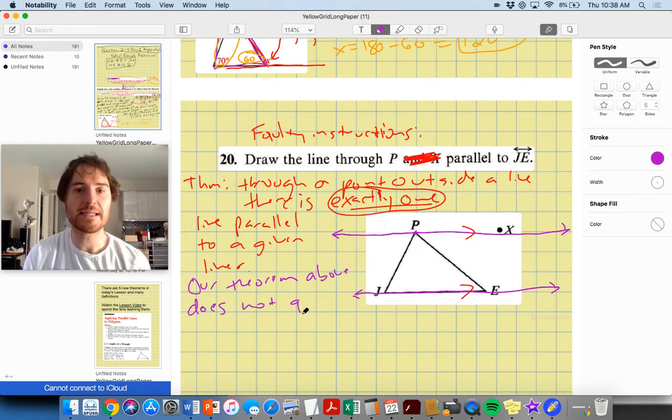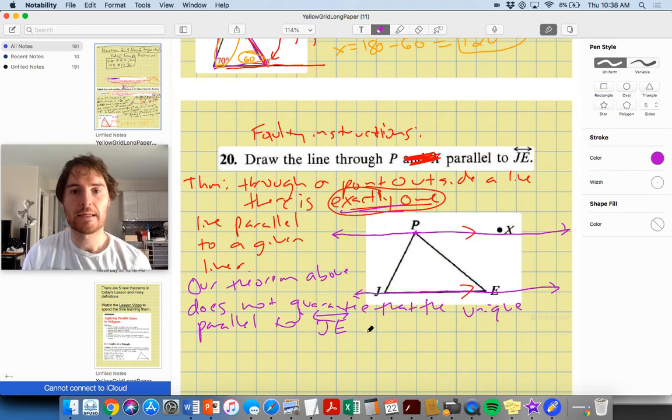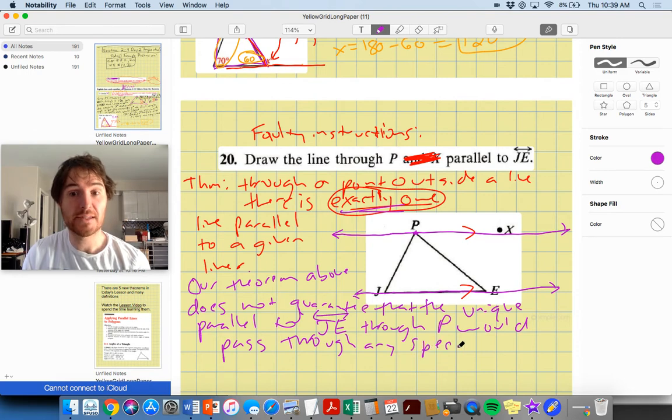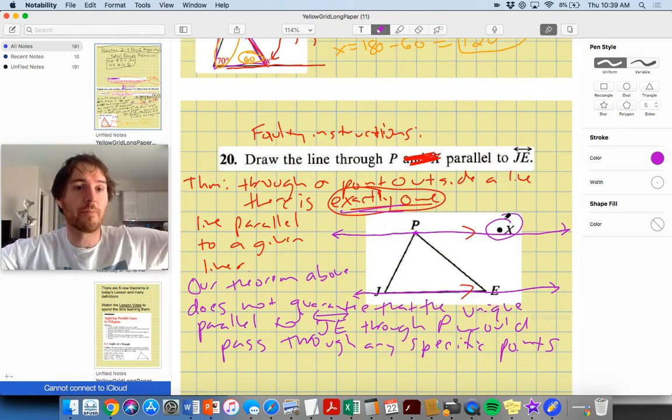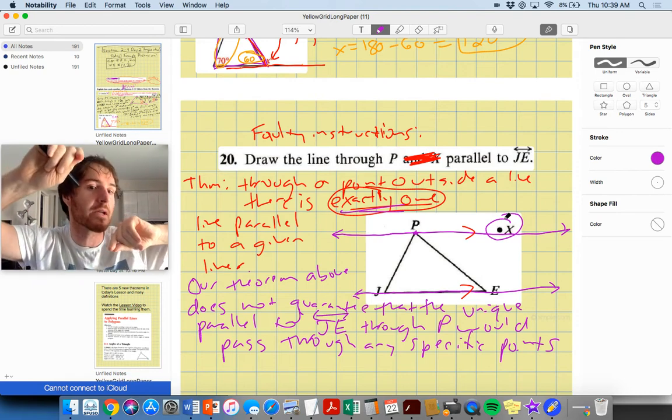does not guarantee that the unique parallel to JE through P would pass through any specific points. We don't know if it's going to go through point X or not. We can't dictate that based on the fact that we just drew in a parallel. It's like, oh, magically it's going to go through this point that's already on our diagram.